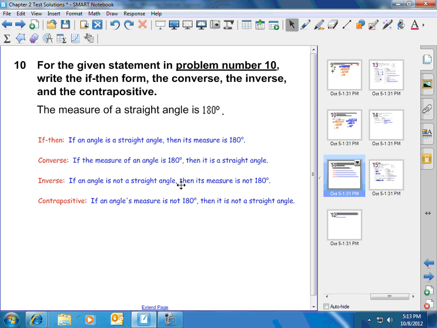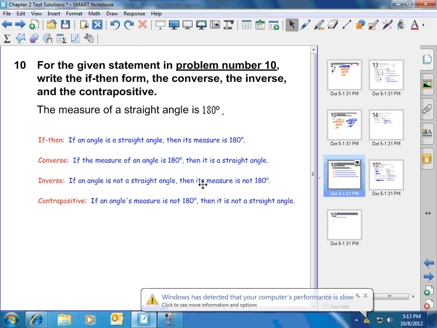And then the inverse is built off of your original if and then. The inverse is the negation of your if and then parts of your statement. Negation meaning your positives become negatives, your negatives become positives, or yes is no and no is yes. So if an angle is a straight angle becomes if an angle is not a straight angle. Then it measures 180 degrees becomes then its measure is not 180 degrees. That's the inverse.